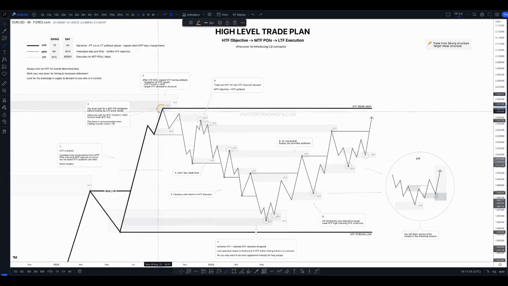So this is where it might be a bit more advanced, right? And you might want to wait for what? Wait for your medium time frame to shift bearish. Because now, if you wait for the price to pull back in, you're trading in line with your medium time frame, okay?